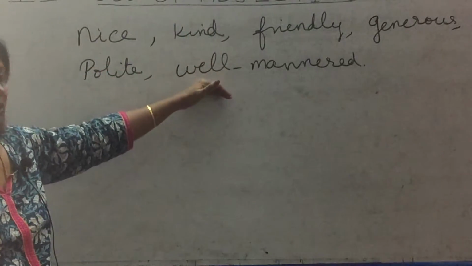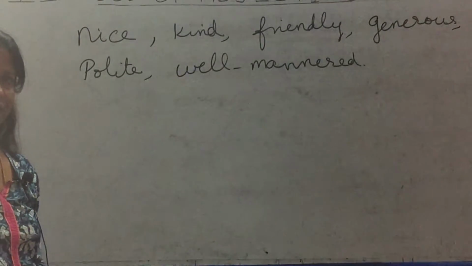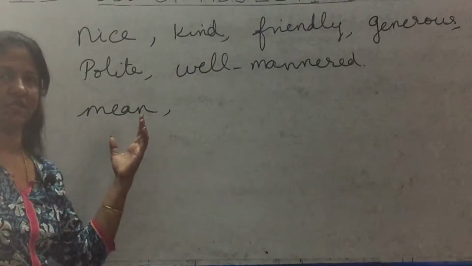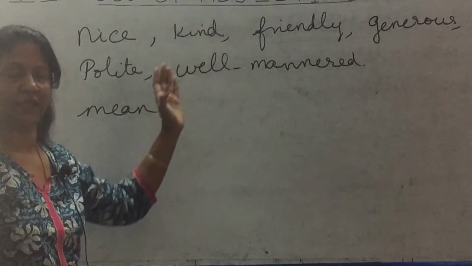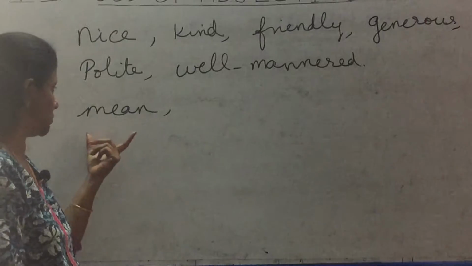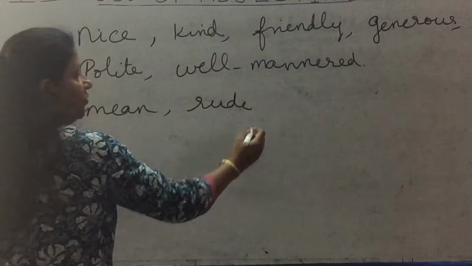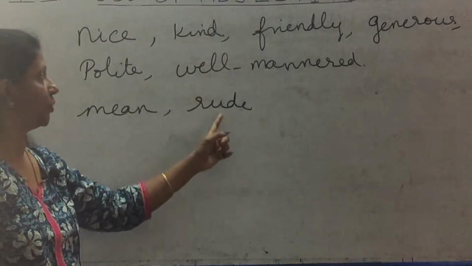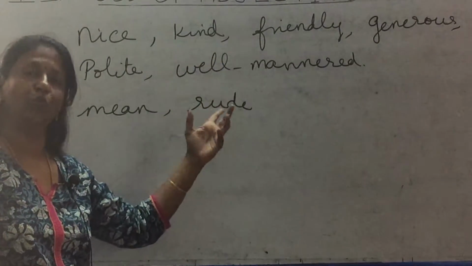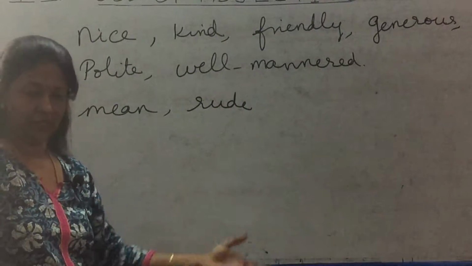Now next, you can see the opposites. I don't like that person. So how do I say? He is mean. He is mean means he is not nice, he is not kind, he is not at all friendly. That sort of person you say is mean. And then you can say he is rude. What is the meaning of rude? It is just opposite to kindness. He is not kind means how is he? He is rude. He is not polite. So instead of saying he is not polite, you use the word rude.